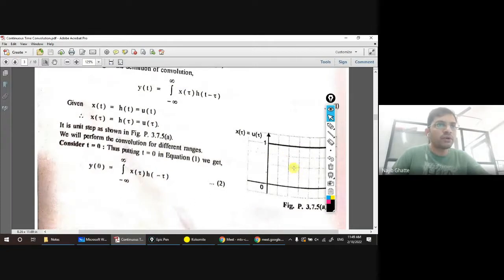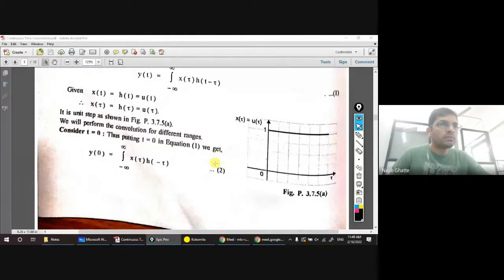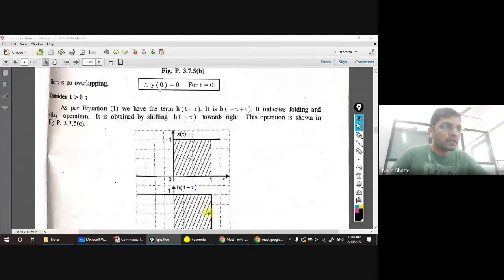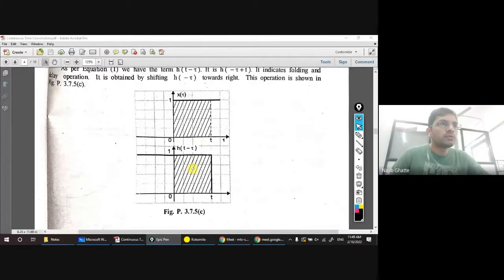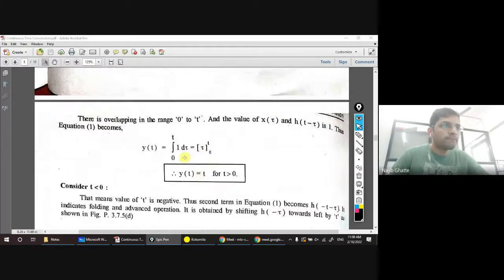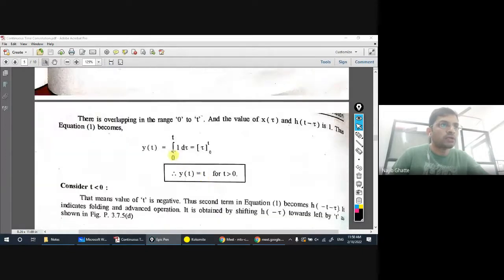This is your x of tau, okay, this is our x of tau, and now we are going to perform for h of t minus tau. This one, h of t minus tau. Okay, so here you will see the overlapping. This will be 1, this will be 1, fine. Integration running from 0 to t, 0 to t, both are 1. Okay, you perform, so this will become tau, substituting the limits, t minus 0, tau for t greater than 0.